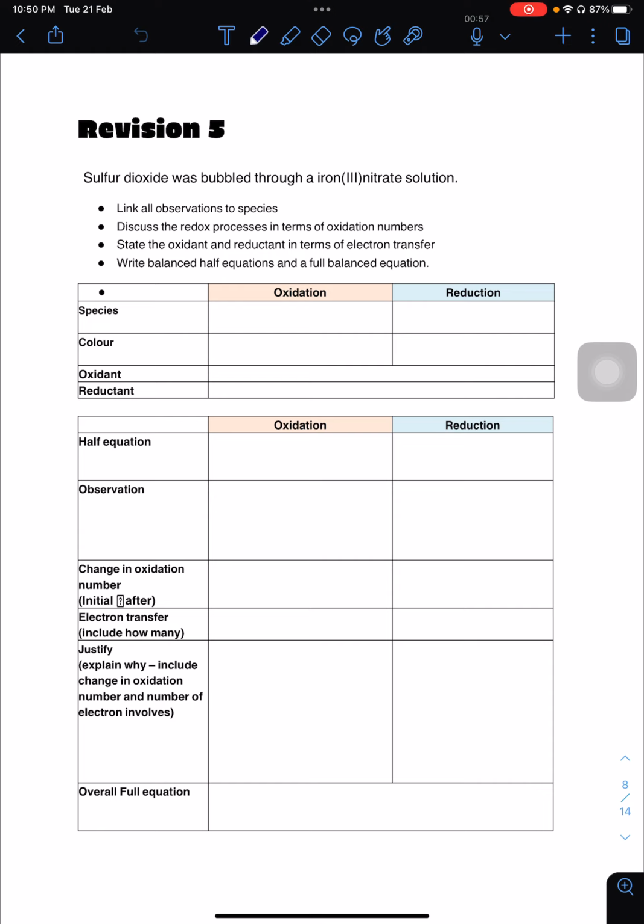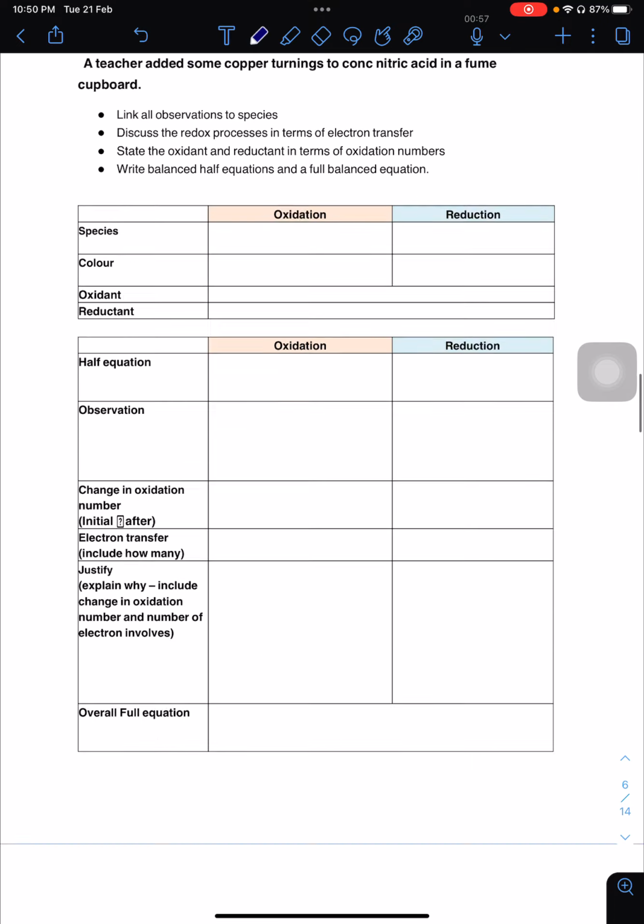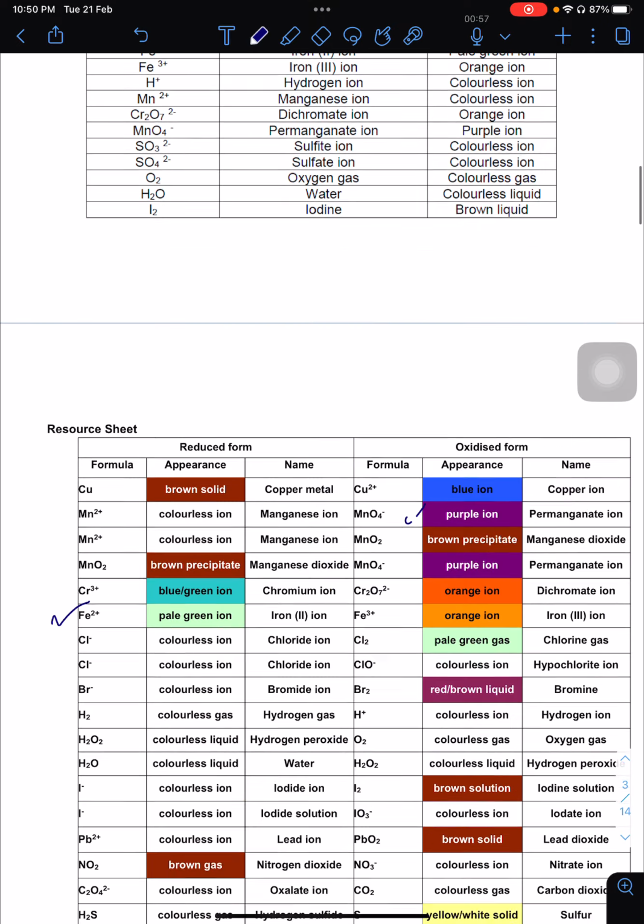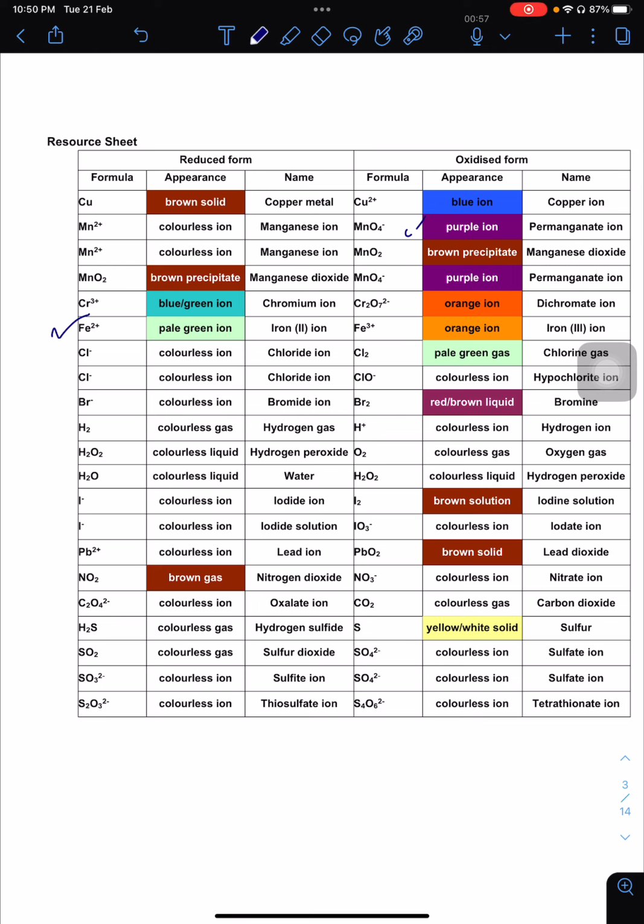So before you get started, you need to know the redox pair. In this case, sulfur dioxide will be paired with sulfate. And how do you know that? So you have to refer back to our previous resource sheet. So you can see sulfur dioxide is right here, and sulfate is the redox pair. Whereas for iron 3 ion, the redox pair is here. Fe3+ is paired with Fe2+.